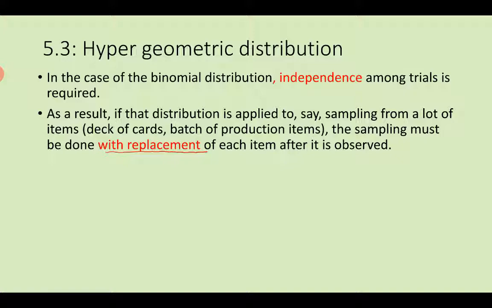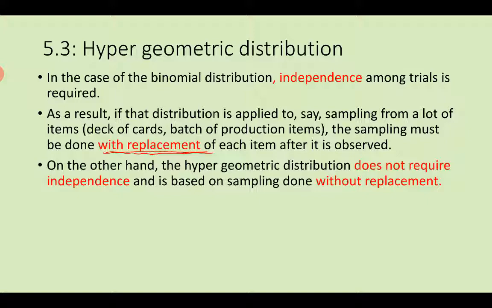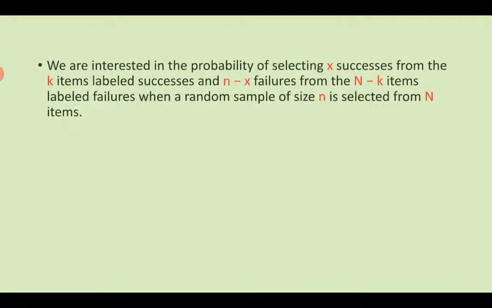But here in the hypergeometric distribution, it can be done without replacement. No need to be independent. They can be dependent, right? So on the other hand, the hypergeometric distribution does not require independence and is based on sampling done without replacement. This is the highlight. The previous case with replacement is mandatory for binomial and multinomial. Here it is without replacement, and may be dependent or not, it doesn't matter.